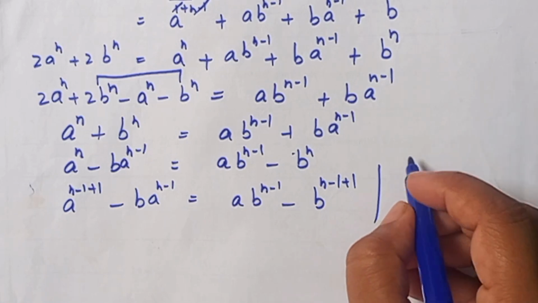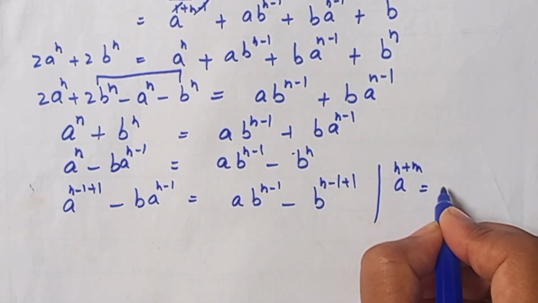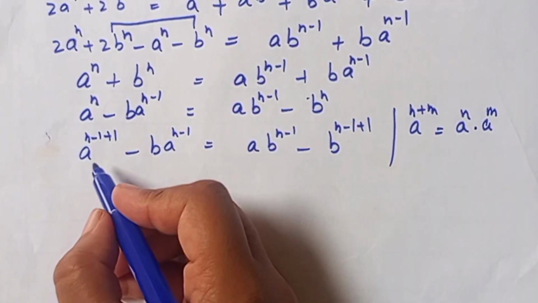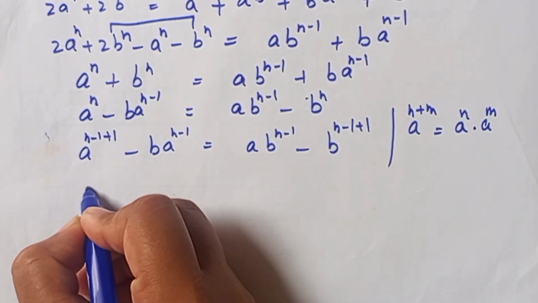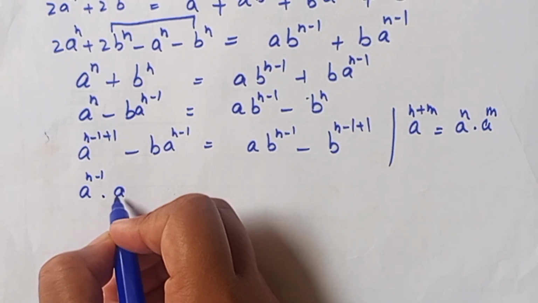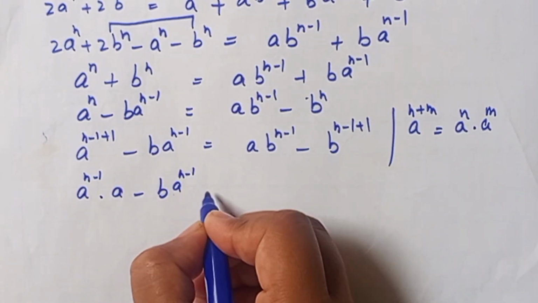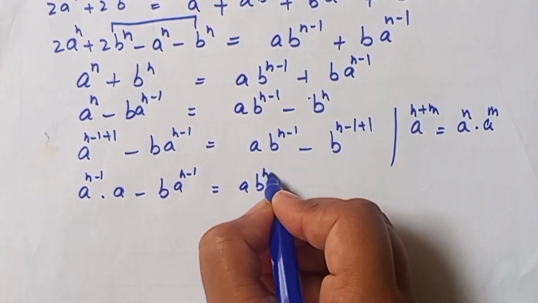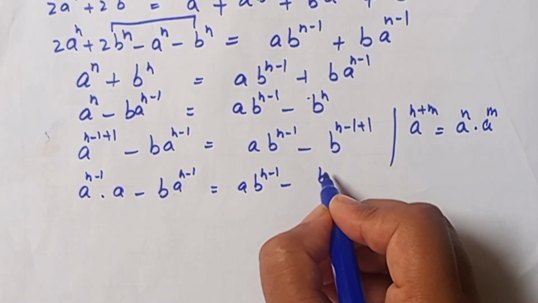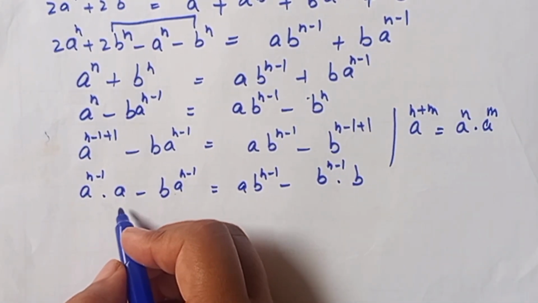The next step, we use this exponent property, which is a raised to the power n plus m is equal to a raised to the power n multiplied by a raised to the power m. So we use this property on this term. So we write this as a raised to the power n minus 1 multiplied by a raised to the power 1, which is also equal to just a. And this is a minus b times a raised to the power n minus 1. It's equal to, we copy this value as it is. Now if we apply this property on this last term, so this is b raised to the power n minus 1 multiplied by b.